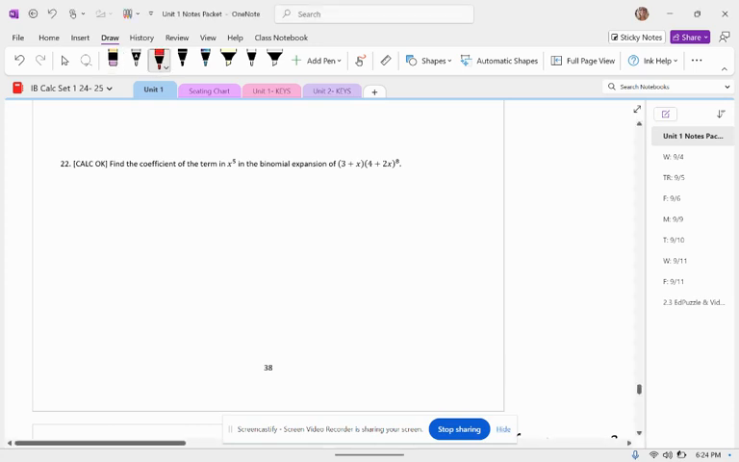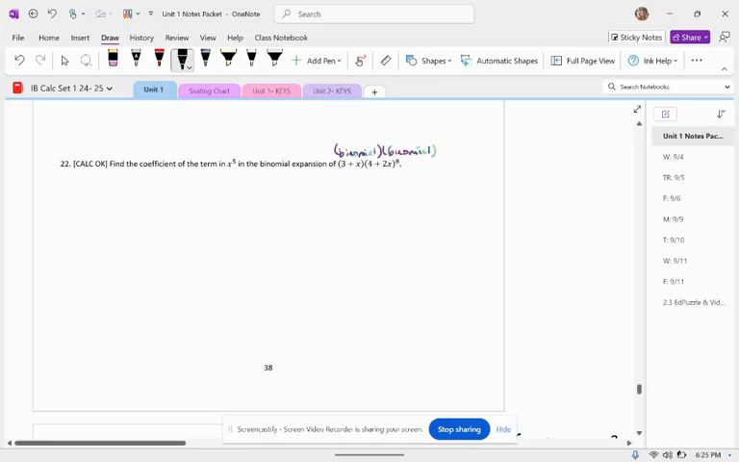Anyhow, find the coefficient of the term in x to the fifth in the binomial expansion of (3 plus x) times (4 plus 2x) all raised to the eighth power. So this is a really unique situation that we have not seen before, where it's binomial times binomial. But that's okay because you're smart and you can figure it out.